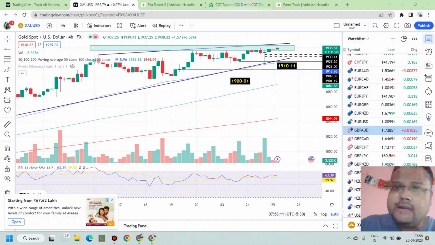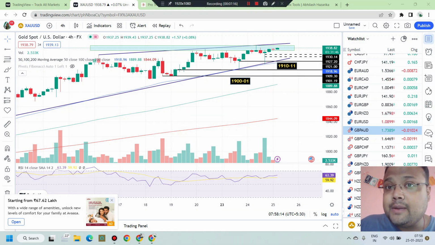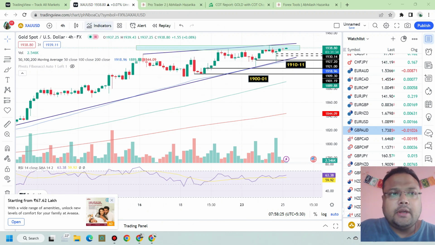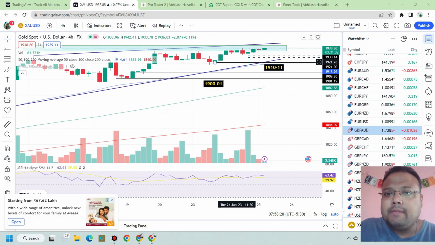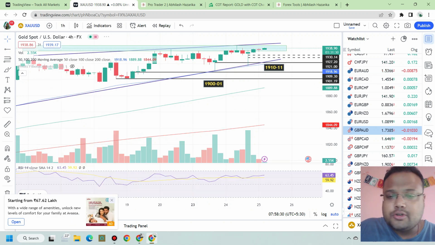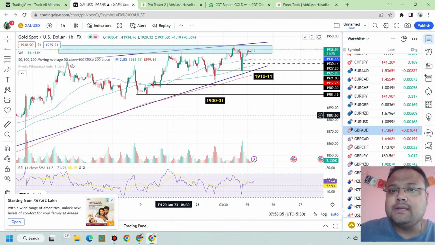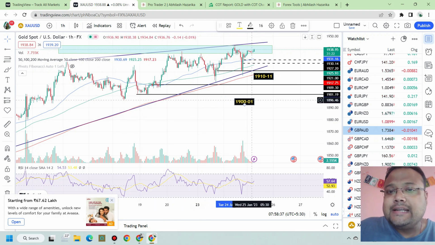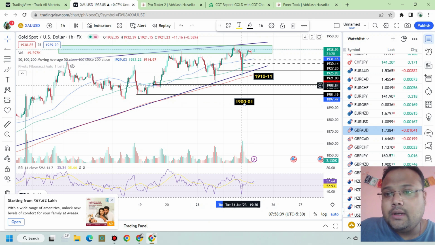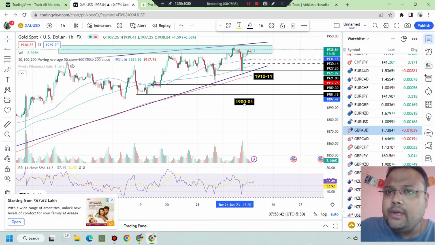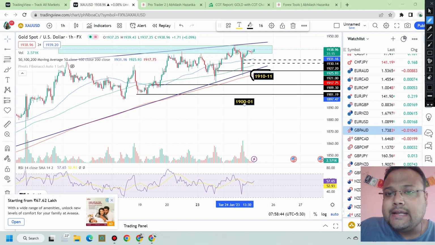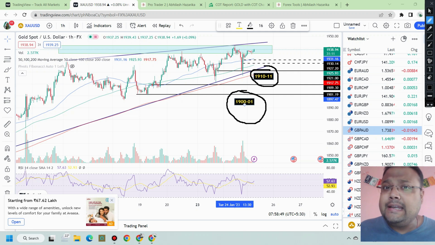If market comes down and bounces, obviously we can go for a buy position. During the day there is a possibility that market may come down. Then we have got multiple supports on the chart, but keep in mind the next big support, I'm repeating again, the next big support on the chart of gold is 1900 to 1901 only. Yes, we also have got some support around 1910, 1911 as well, but this is a much stronger support. 1910, 1911 may or may not work, but 1900 is a stronger support on the chart.